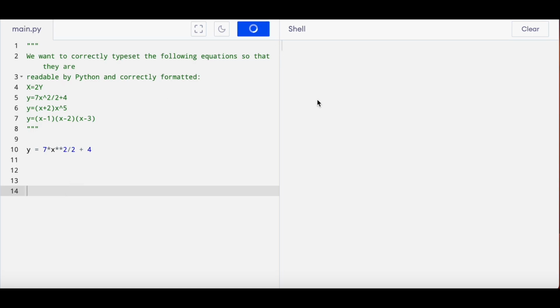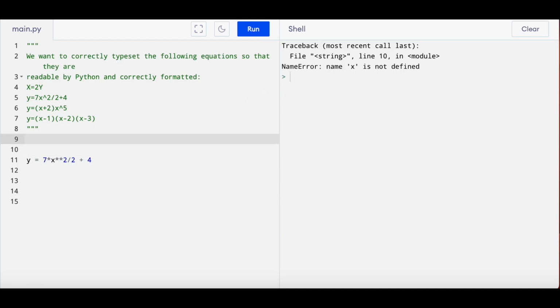And then again, I'm going to run this. I won't get any syntax errors, but it can't compute what I'm doing because I didn't provide a value for x. So let's do x equals 10. And then if we run it and see what we get for y, we end up with 354. And that does make sense because 10 squared is 100. 100 times 7 is 700. Divide that by 2, you get 350, and then add 4 to it to get 354. This makes sense. The value y is what we expect.